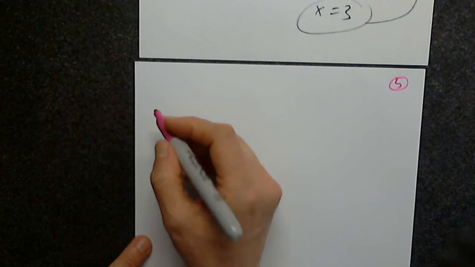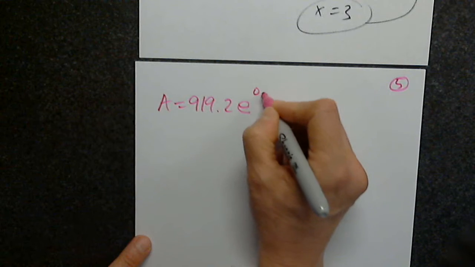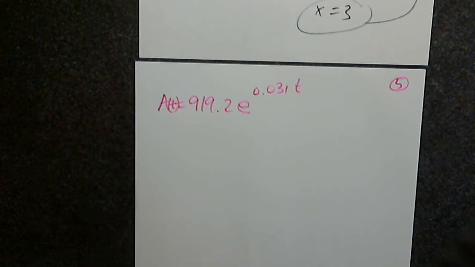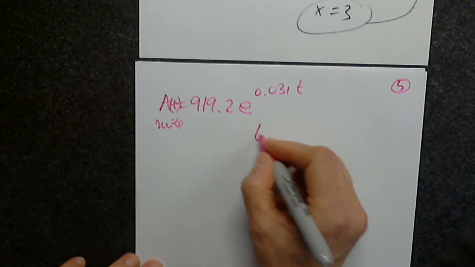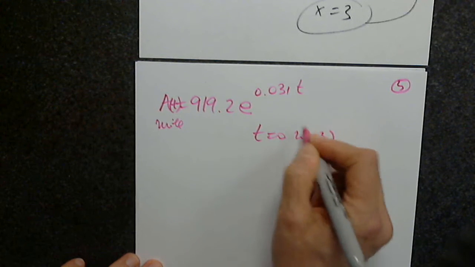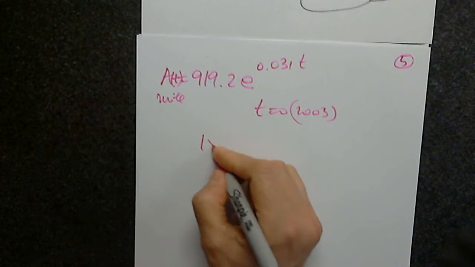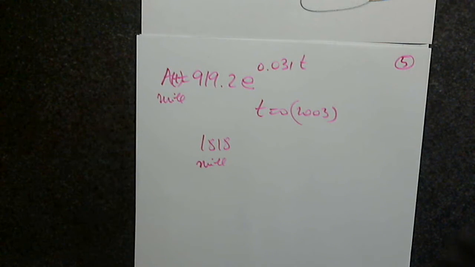On 19 we have A equals 919.2 e to the 0.031 t, and it should be A of t, in millions, and t equals 0 represents 2003. Use this model to determine when the population of the country will be 1818 million. We want to determine when will the population be 1,818 million.